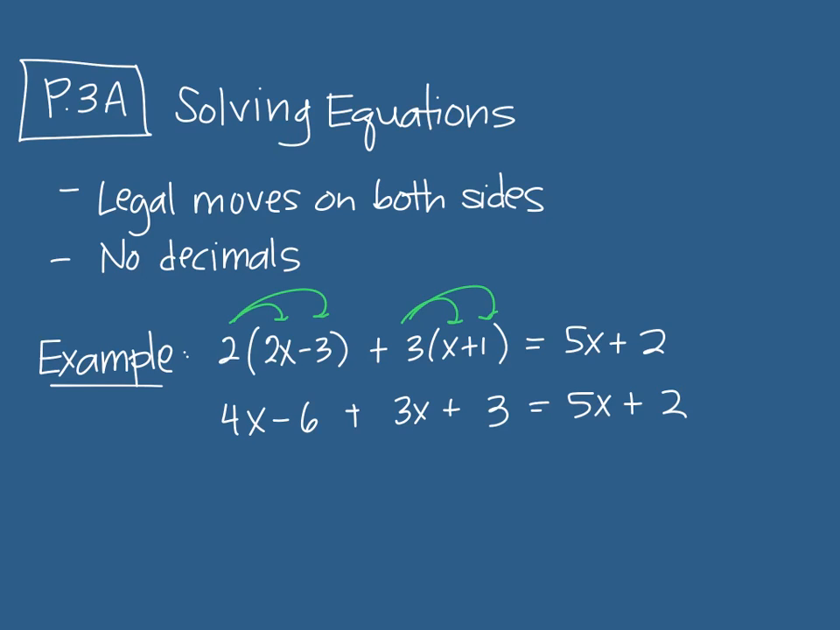Second thing, what could I do that's legal here? Combine like terms. Good, you're using good math vocabulary there. That would be grouping together the 4x and the 3x, which gives me 7x altogether. It's also grouping together the negative 6 and the positive 3, which will give me negative 3, still leaving me with 5x plus 2 on the other side.